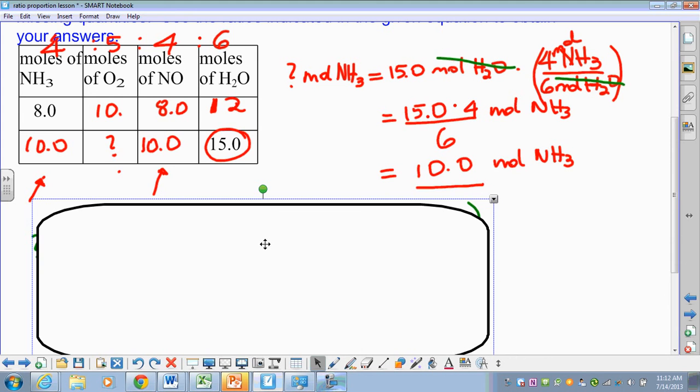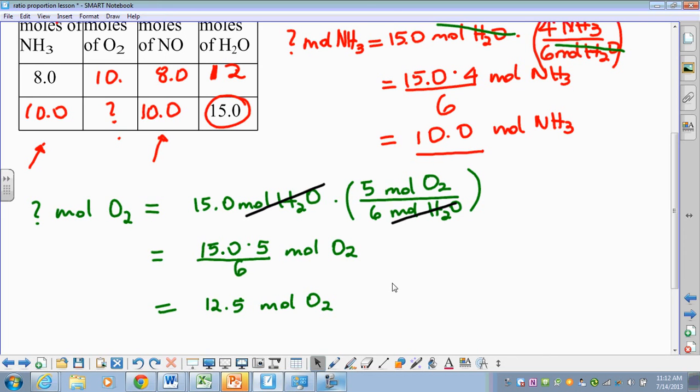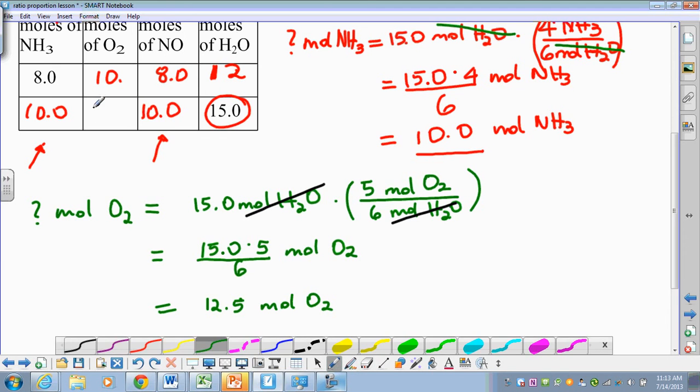And here is the answer to that question. Number of moles of oxygen, that's the question. Given was 15.0 moles of water. We put the conversion factor that we know between water and oxygen. The ratio was you need 5 moles of oxygen to produce 6 moles of water, 5 moles of oxygen for 6 moles of water. And the way we put this is because you want the moles of water to cancel, so we're left with moles of oxygen. When you do the math, you get 12.5 moles of oxygen. So you can fill in this space with 12.5.